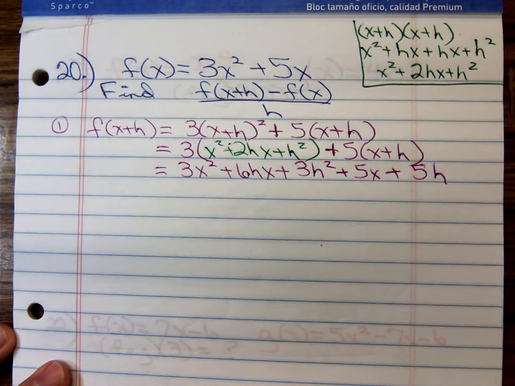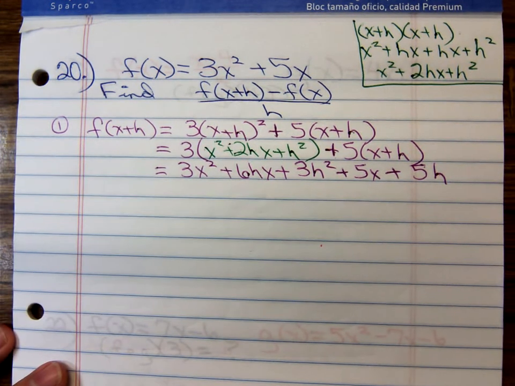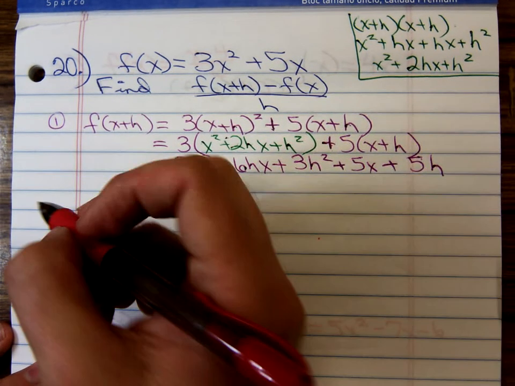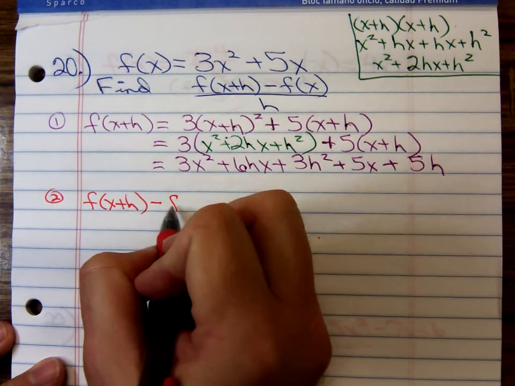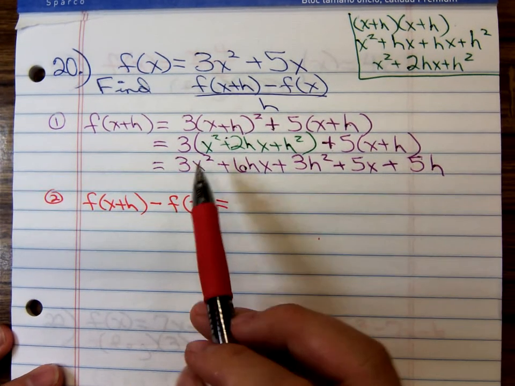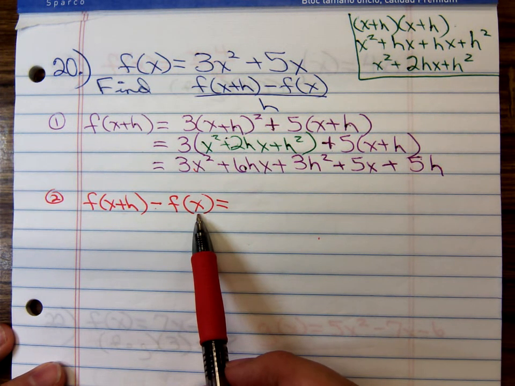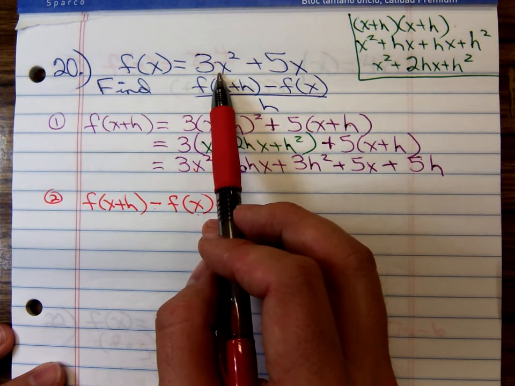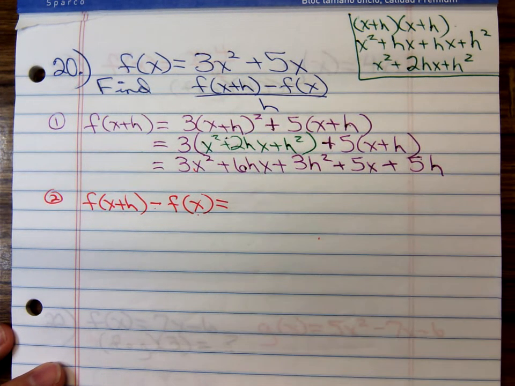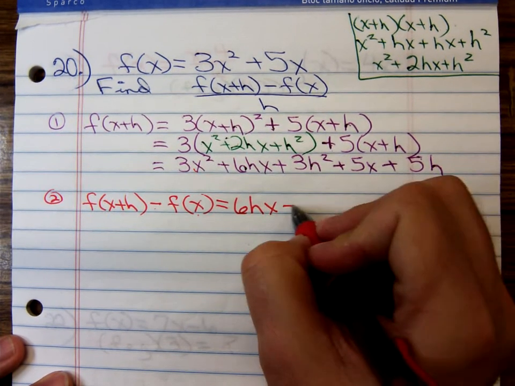The first thing I do is simplify f of x plus h. The second step, I'll do my little second step in red. I'd take what I just found, f of x plus h, and take away the original terms. So I'm subtracting off a 3x squared and I'm subtracting off a 5x. What am I going to have left? 6hx plus 3h squared plus 5h.